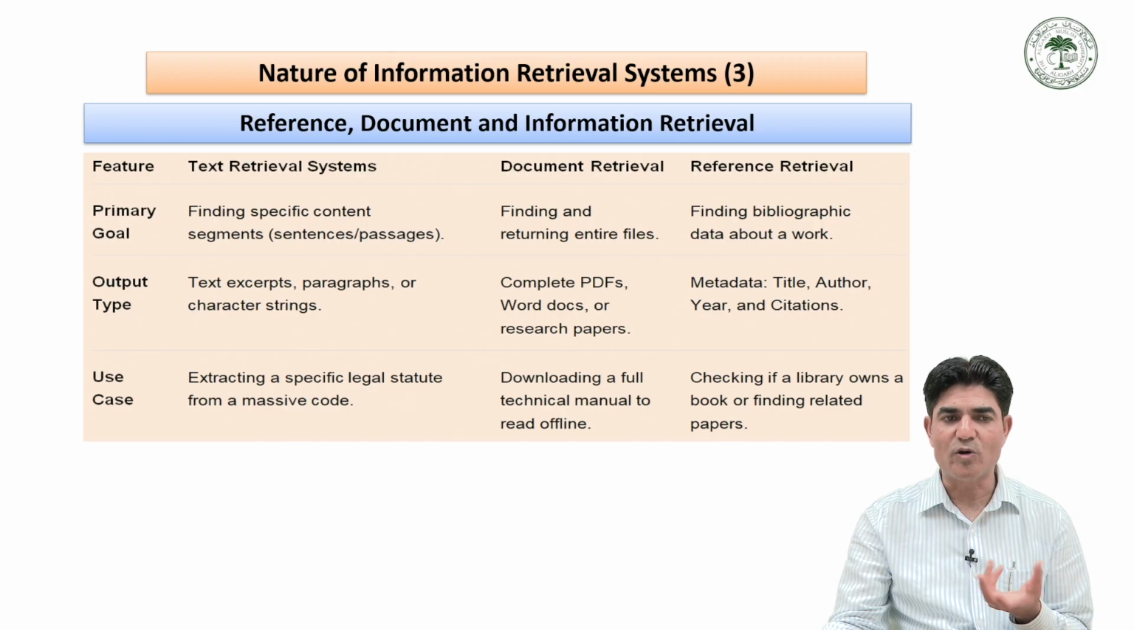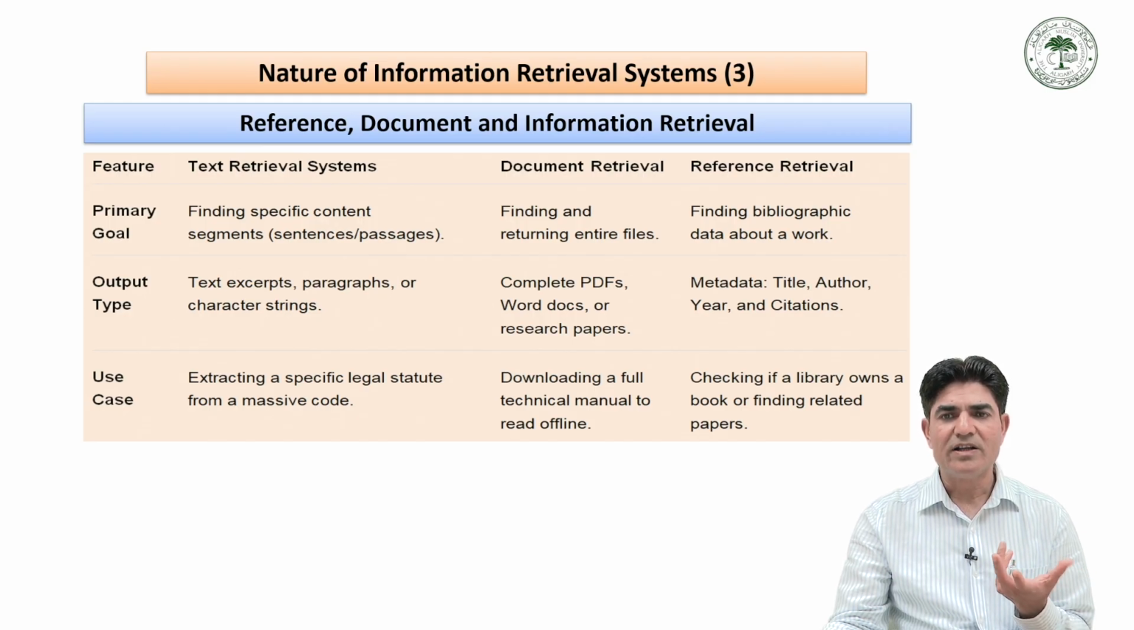When we talk about the output type, in case of reference retrieval, we can retrieve metadata, that is title, author, year, and citation. But in case of document retrieval, we can retrieve a PDF file or Word document or even a physical copy of a book in case of traditional information retrieval system. And in case of text retrieval system, a specific paragraph or chapter, character strings can be identified in the text information retrieval system. The use cases of these kinds of system may be different.